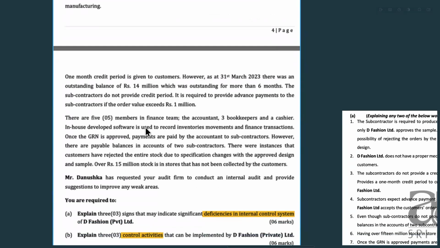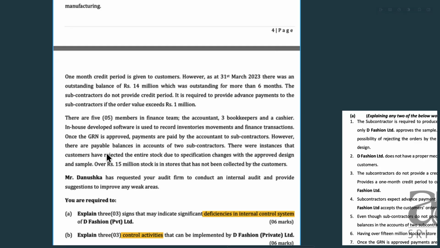Let's read it. There are 5 members in the finance team: the accountant, 3 bookkeepers, and a cashier. In-house developed software is used to record the inventories, movements, and finance transactions. Once the GRN is approved, the payments are paid by the accountant to subcontractors. So GRN is approved, payments are paid by the accountants. There is no three-way match. They are not checking whether the ordered goods are correct with the GRN and the invoice is correct. No. Just approving is enough to make the payment. They are thinking like that. So there is no three-way match.